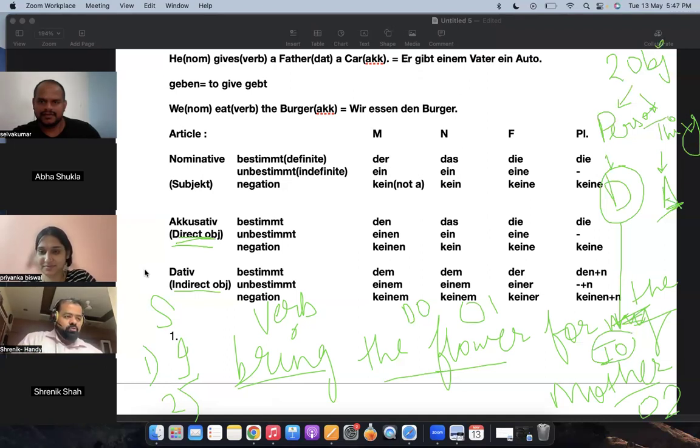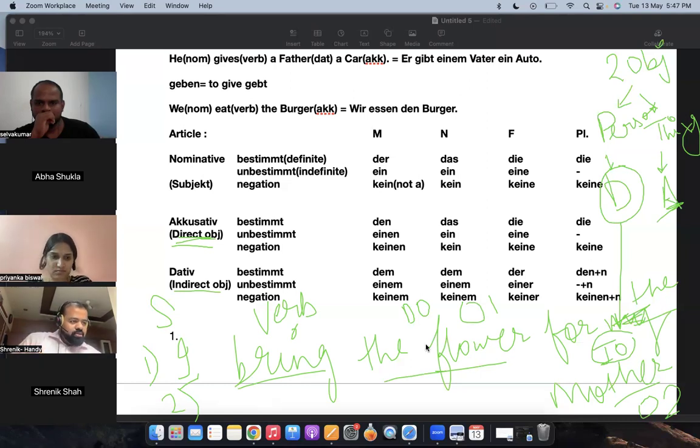So, in the sentence which we have framed here, I bring the flower for the mother. There are two objects. One is a direct object and one is an indirect object. Exactly. So, if you remove the direct object from the sentence, it is a little incomplete. For example, I bring for the mother, but what will you bring? The direct object then is the flower. Exactly, that's what Ayushi was trying to explain.